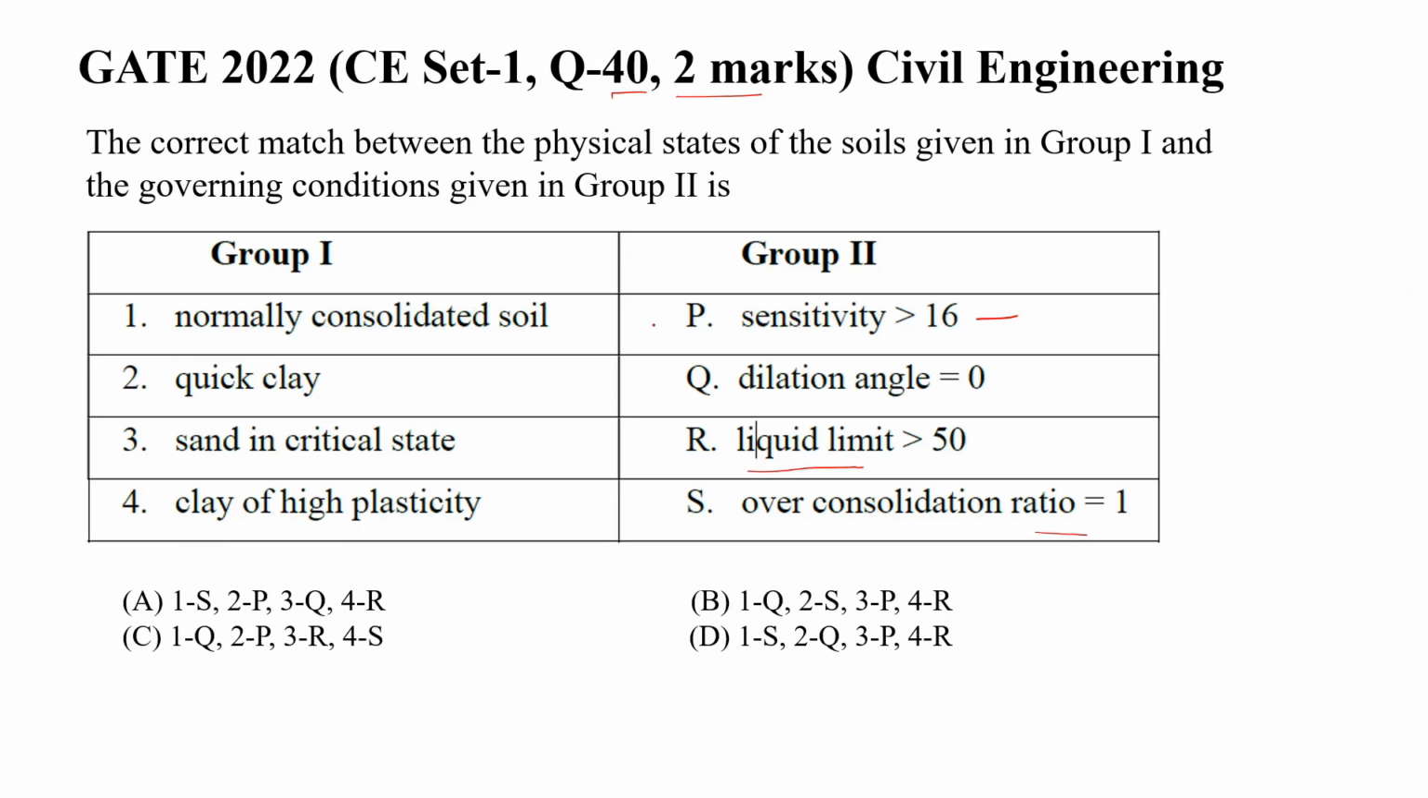So let's see. Here sensitivity is not related to the normally consolidated soil. Here over consolidation ratio OCR is given as 1. So for the time being we can connect 1 to S, right? And we'll discuss quick clay later. First we'll discuss sand in critical state.